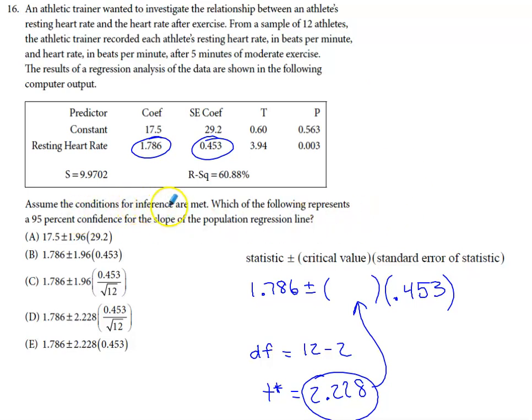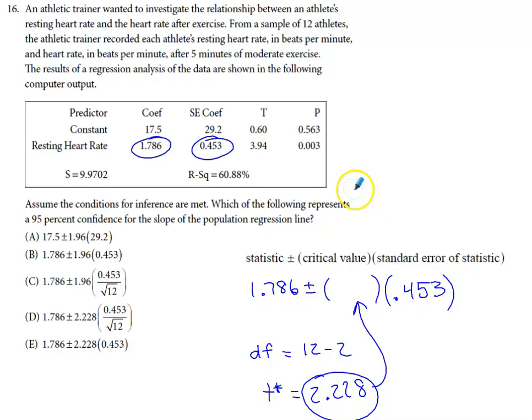We're going to assume all the conditions for inference are met. Which of the following represents a 95% confidence interval for the slope of the least square regression line? So the way that we build a confidence interval is we always take our statistic, so what we measure from our sample, it's called our point estimate, and then we go up and down from that point estimate by our margin of error. Our margin of error is a product of two things, our critical value and the standard error of our statistic. So we've got a couple things that we've got to get into place here.